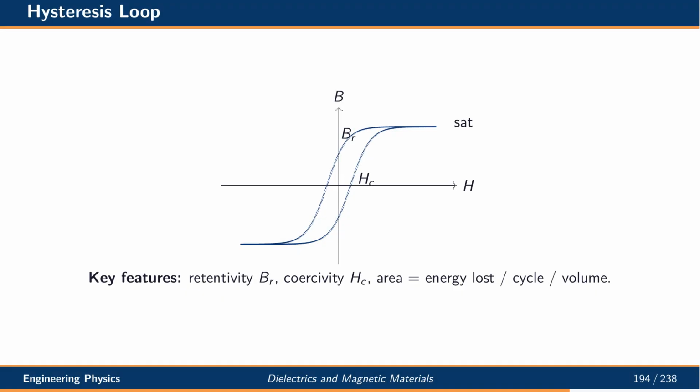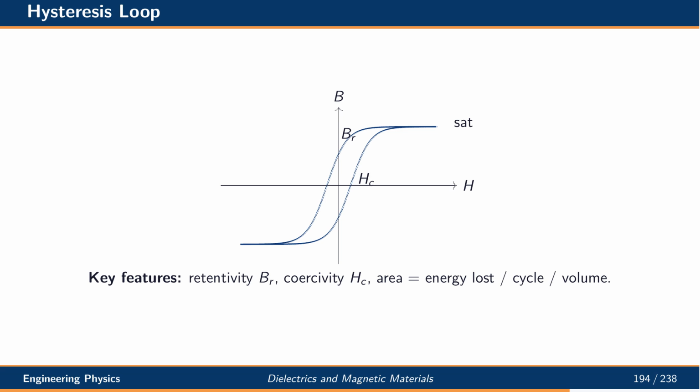The hysteresis loop is a plot of magnetic induction B against applied field H for a ferromagnetic material. When the field is reduced after saturation, the material retains some magnetization, called the retentivity or remanence. A reverse field, called the coercivity, is needed to bring B back to zero. The enclosed area of the loop represents the energy lost per cycle per unit volume due to domain processes.